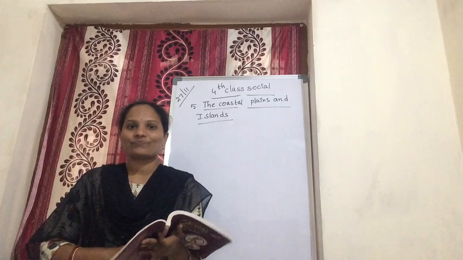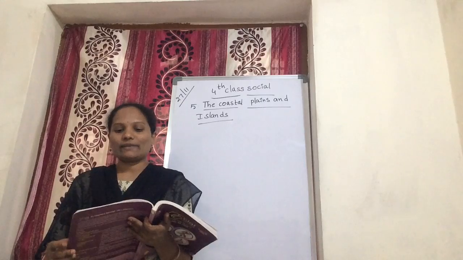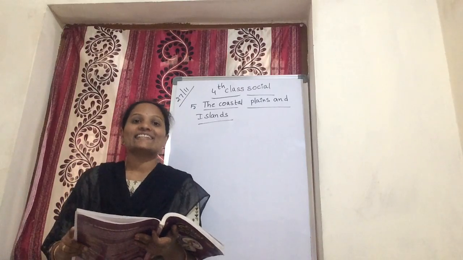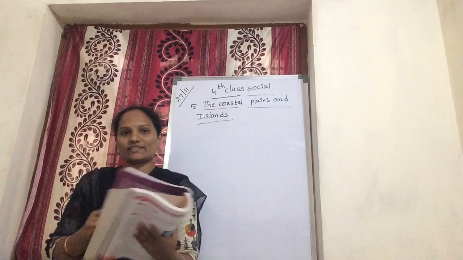What is the river, Amma? Kaveri river and Krishna river. These plains have how many regions? 6 regions. What are those 6 regions? So let's learn, Amma, the 6 regions.